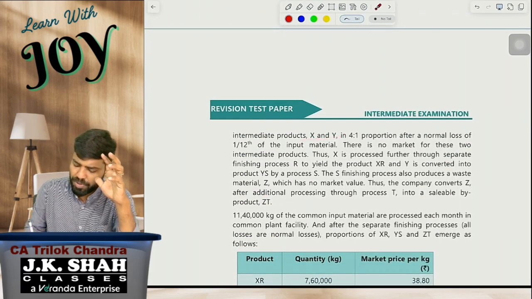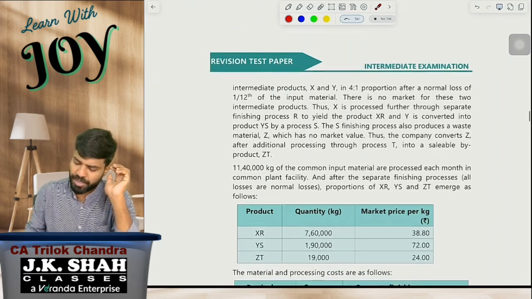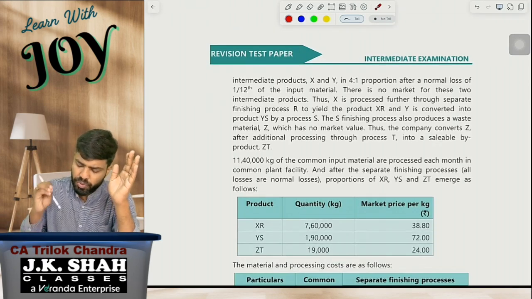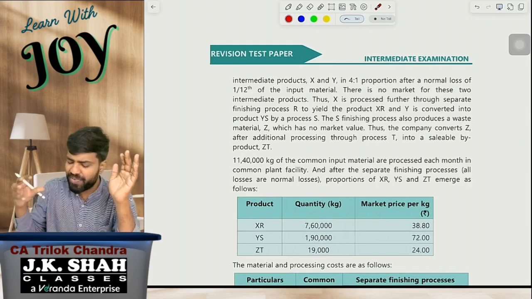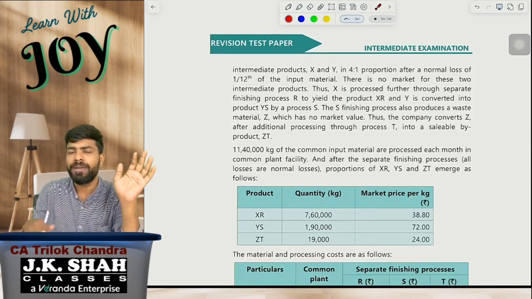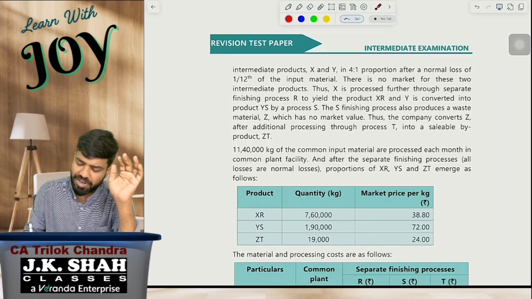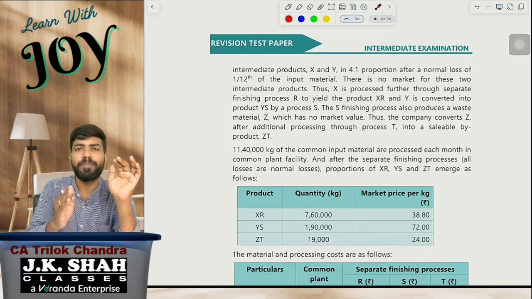Okay, now in the proportion of 4:1, after a normal loss of 1/12 of the input of material. So we are going to have two intermediate products X and Y, and the normal loss expected is 1/12 of the input. Next, there is no market for these two intermediate products. Thus, X is processed further through separate finishing process R. So directly for X and Y, there is no market. So they are further processing X in the process R. Product is X, process is R.